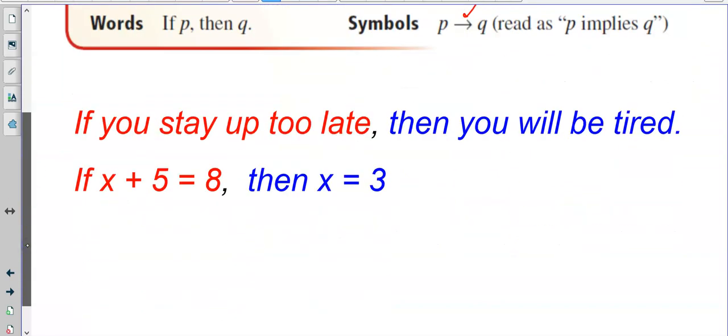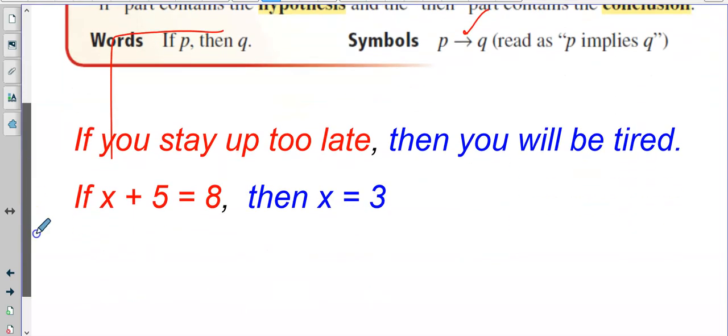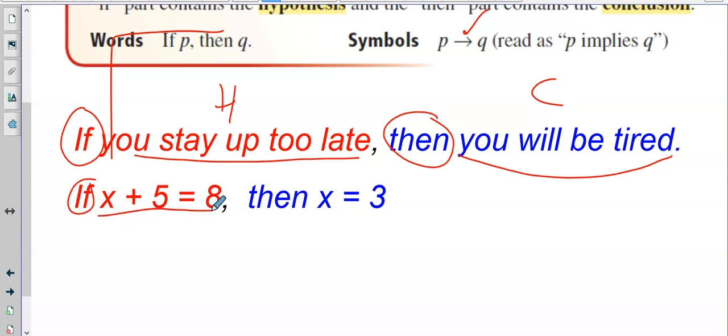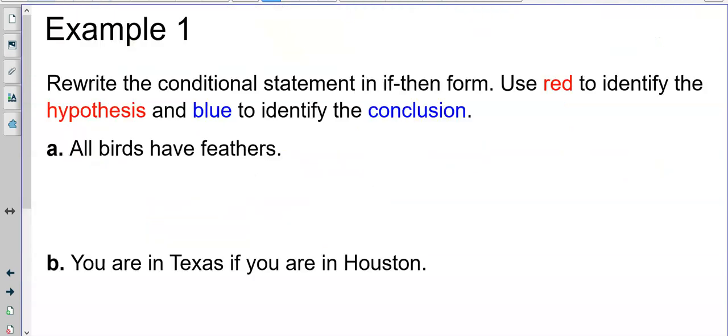So for example, if you stay up late, then you will be tired. Notice the key words here, if, then. What follows if is the hypothesis, and after that is the conclusion. So if x plus 8 equals 8, then x equals 3. Hypothesis, conclusion.